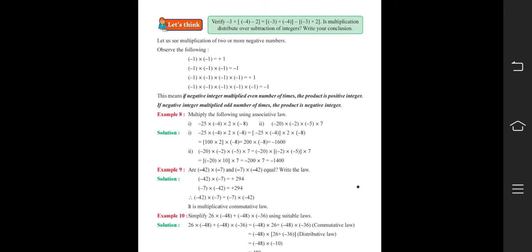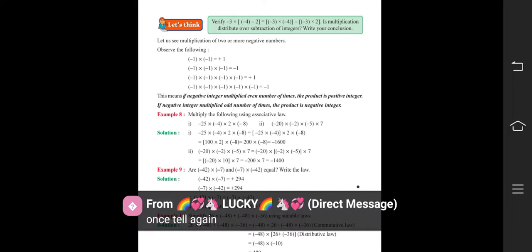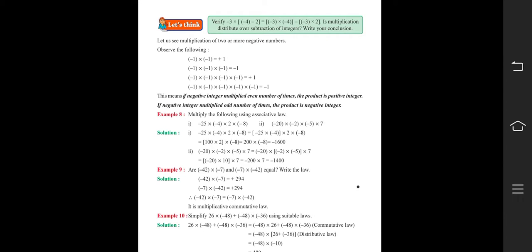Okay children, did you understand now? Next, look at example 8. Multiply the following using. You didn't understand now? Okay, see. If you multiply negative integers an even number of times, even is 2, 4, 6, 8 like that, an even number of times it will get a positive answer. If you multiply negative integers an odd number of times, that product is negative.